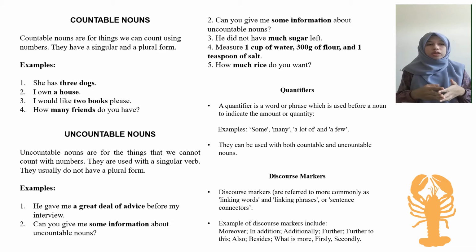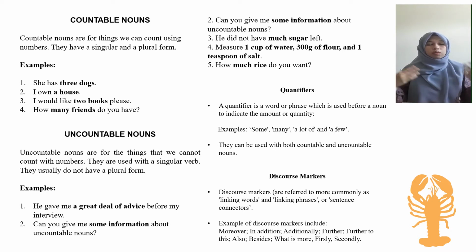Countable nouns are for things that we can count using numbers. They have a singular and a plural form. For example, she has 3 dogs. 3 dogs refer to the number of animals, so they can be counted. And the second one, I own a house. A house is a type of building that can also be counted.